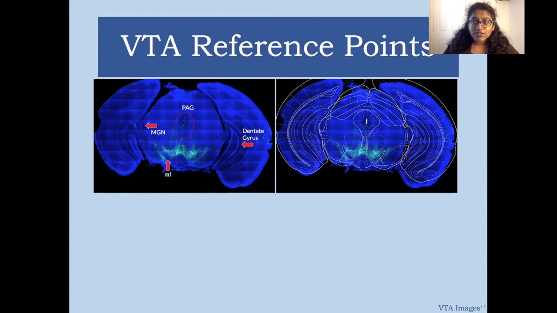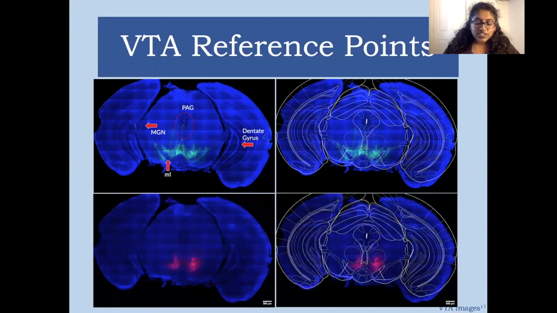Some really useful reference points that we can look at within the VTA: one good one is the ML, or the medial lemniscus region. It's actually a bundle of fibers, and therefore it's characterized by an absence of any TH staining. Other good reference points that we can look at are the periaqueductal gray, so the size and shape of the PAG, or the MGN, which is the medial geniculate nucleus, or the dentate gyrus structures.